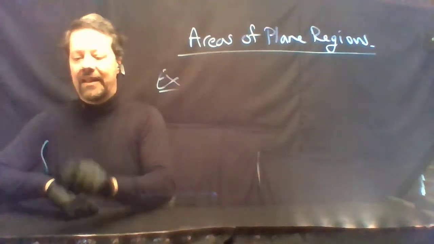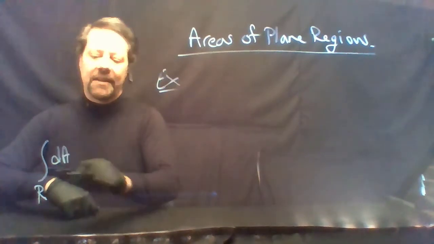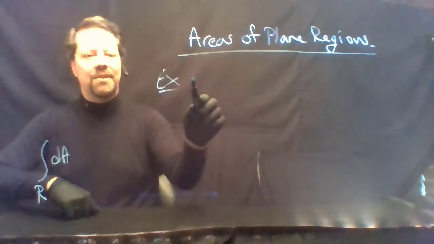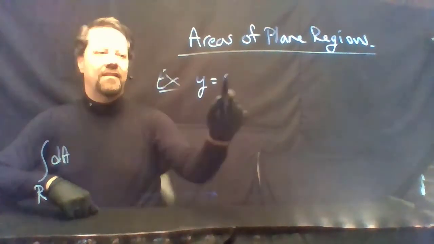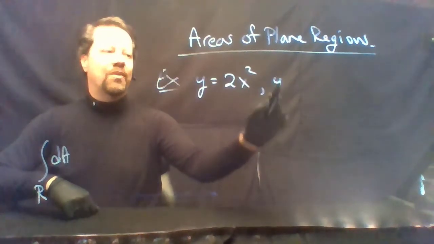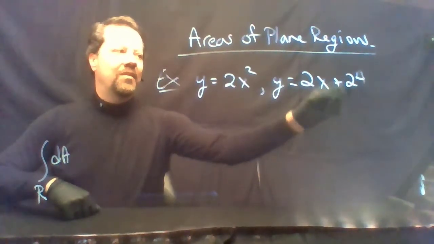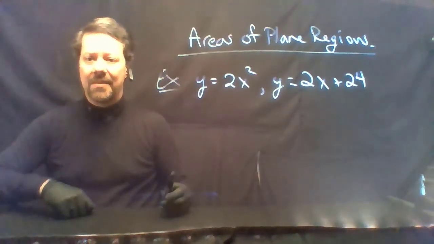Remember that when calculating the area of a plane region using a double integral, you simply integrate over that region the area element. Let's suppose that we're looking for the area of the region between y equals 2x squared and y equals 2x plus 24. So what is this region?